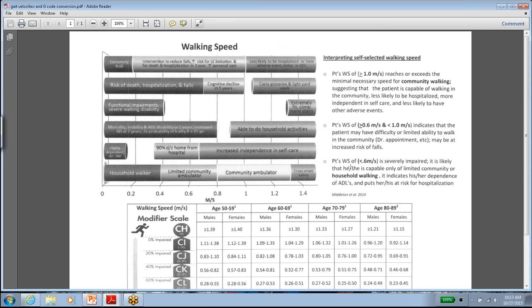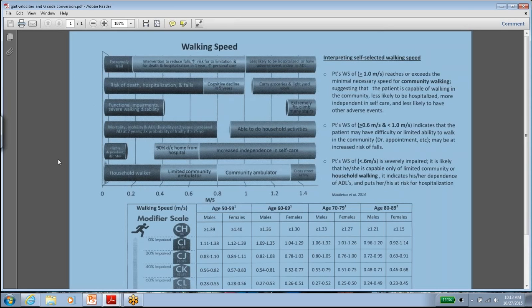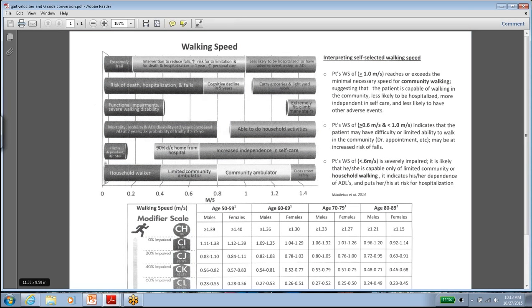So let's look at 0.2 meters per second, and where does that take us here? Household walker, you're like, okay, well, whatever. Look at this: mortality, mobility, ADL disability at 2 years post, increased assistive device use at 7 years, 2 times the probability of frailty if they're over 75 years of age. All that from one number? Holy moly, to me that's pretty valuable.